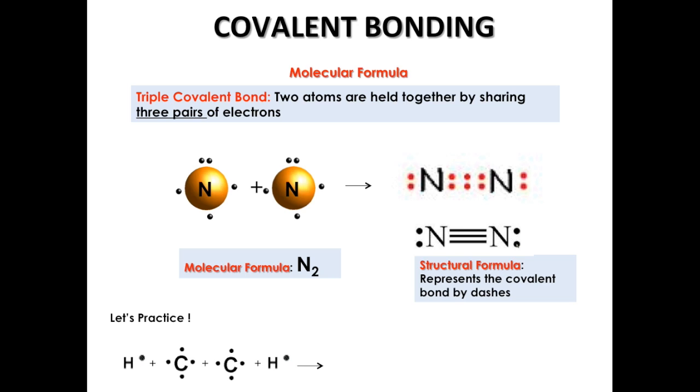Let's practice with this, and this time we have 2 carbons and 2 hydrogens. The hydrogen needs only 1 electron from each carbon, but the carbon will need to share 3 electrons with the other carbon. So the structural formula will be represented having each carbon with a single dash with the hydrogen and a triple dash with the other carbon. The molecular formula, C2H2.